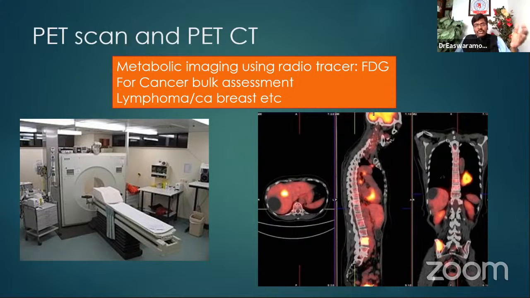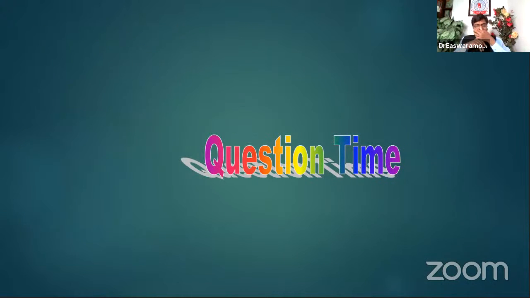5-fluorodeoxyglucose, which is a radio tracer. It is something like your normal glucose. It is taken up by all the metabolically active cells. Cancer cells are more metabolically active, so they take up more. So they brighten up like a hot spot. It's very, very important in a patient with lymphoma, Hodgkin's, non-Hodgkin's lymphoma, CA breast. Okay, I think that finishes right in time.